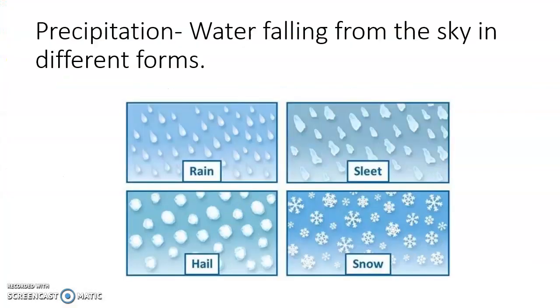Precipitation is water falling from the sky in different forms. The four main forms of precipitation are rain, sleet, hail, and snow. Precipitation occurs when a portion of the atmosphere becomes saturated with water vapor so that the water condenses and precipitates. Now, let's talk about the different forms of precipitation.